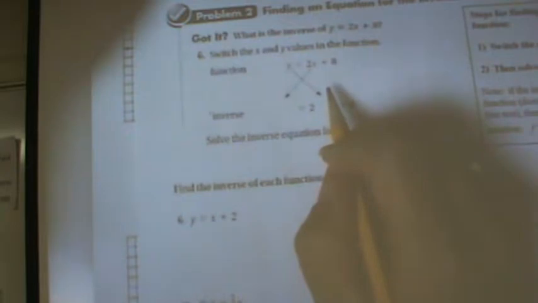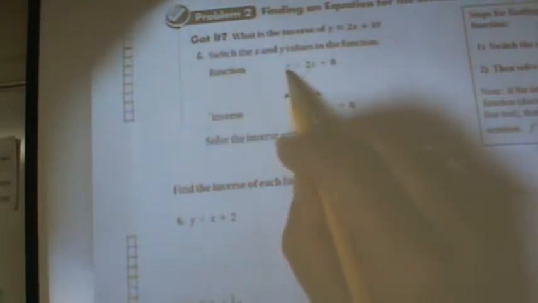Now, how are you going to find the inverse of a relation if they don't give you a set of ordered pairs? They give you an equation. This is a rule, an equation, y equals 2x plus 8. So what are the directions? What are the steps to find the inverse? Well, what does inverse mean? Inverse means you switch x, your x becomes your y, and your y becomes your x. So if they give you a relation in an equation form like this, all you do is switch x and y.